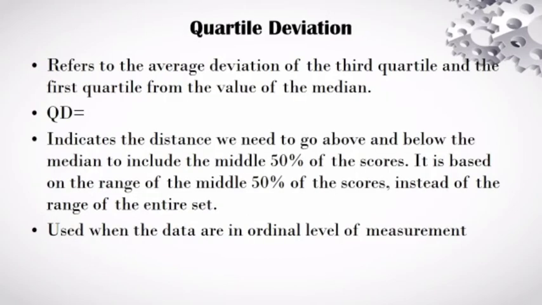So next is the quartile deviation. This refers to the average deviation of the third quartile and the first quartile from the value of the median. The formula is QD is equal to Q3 minus Q sub 1 over 2. It indicates the distance we need to go above and below the median to include the middle 50% of the scores. It is based on the range of the middle 50% of the scores instead of the range of the entire set. Also used when the data are an ordinal level of measurement.